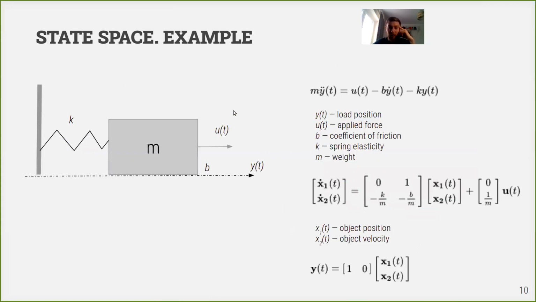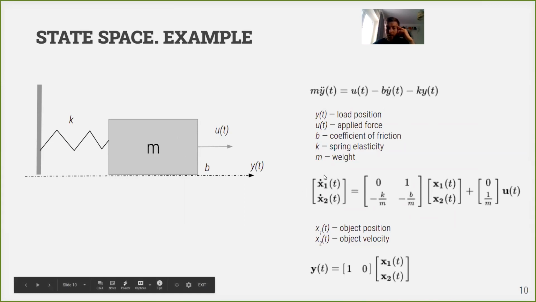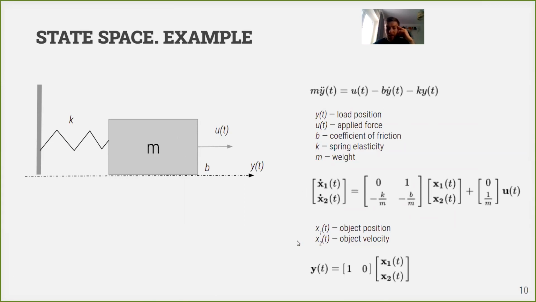Here is a small example of how to obtain it for a real system. Imagine we have a load on a spring, just a typical physical problem. And here is an equation for this system, the dynamic equation. So B here is a friction coefficient, K is the spring elasticity, M is the weight of this load. And having this equation, we can rewrite it with those two equations. So the derivatives of x1 and x2, where x1 is a position, x2 is a velocity. From physics, we know the equations for such a system, and we can rewrite it in a matrix form. And this is exactly what we have here.